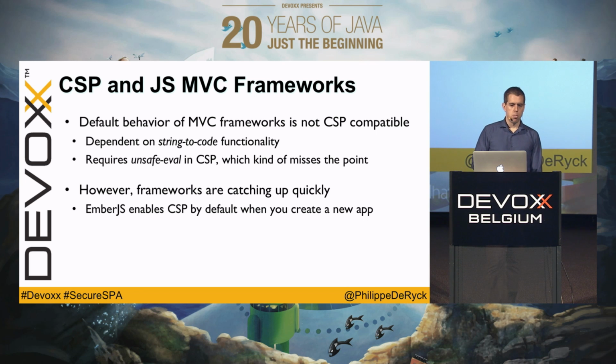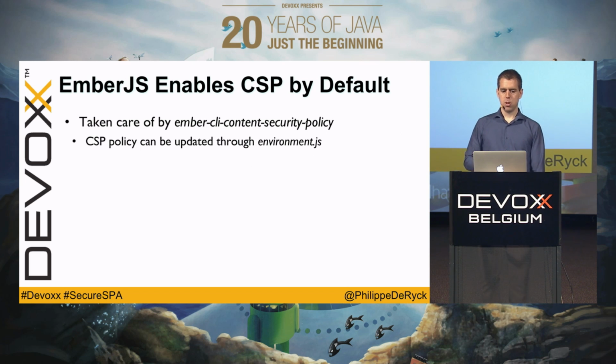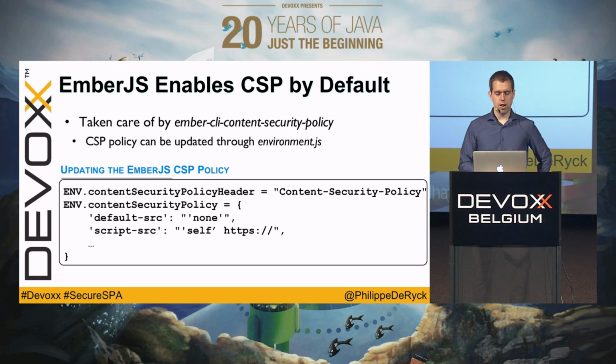However, since CSP is so important and Angular is backed by Google and the Ember guys are very sensible as well, these frameworks are catching up rather quickly. And you actually can enable CSP in these frameworks, and I'm going to show you how it works. I'm going to start with Ember, because Ember enables CSP by default. So this is where you can get back at the Angular guys for not having sanitization. If you build a new Ember application, CSP is enabled. It's enabled by this module, and you can configure it in your environment file. There you essentially have two variables. You can choose a name for the header, which should be content security policy.